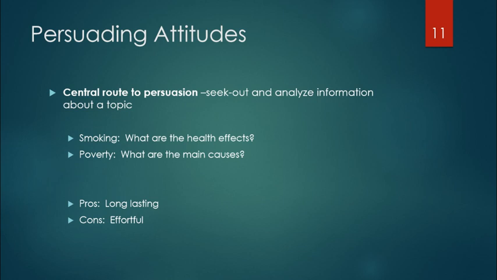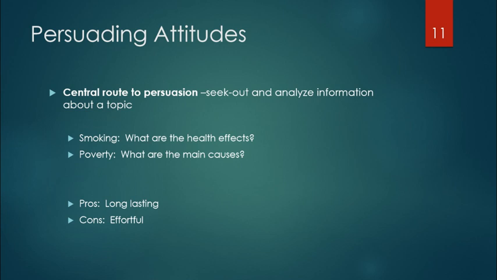Well, we have two main routes to persuasion, two main ways that we're going to talk about to change attitudes. The first is the central route to persuasion. The central route to persuasion is that sort of logical, fact-based, data-driven approach. This is where we seek out and analyze information about a topic. So going back to the smoking example, what are the health effects of smoking? If you seek out information and sources that give you quality information about the impacts of smoking, that would be an example of the central route to persuasion. You're looking for facts and figures and data.